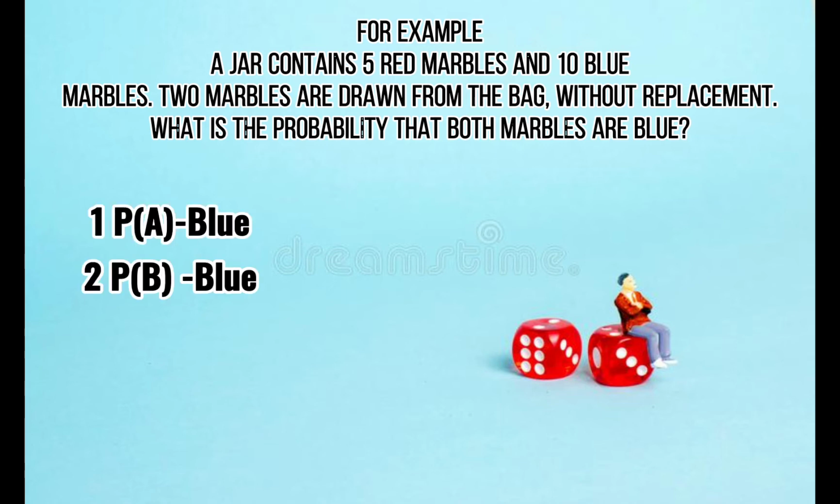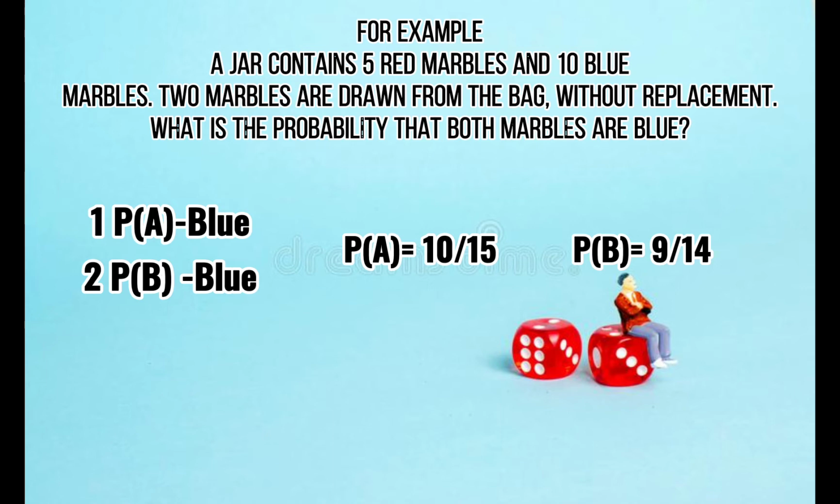So let A be the event that marble 1 is blue and B be the event that marble 2 is blue. Determine the probability of A. Since there are 10 blue marbles and the total is 15 marbles, the probability of drawing a blue marble is 10 over 15. Next is the probability of B. Since we already drew the first marble, there are only 9 blue marbles left and 14 marbles in total. So the probability of B is equal to 9 over 14.